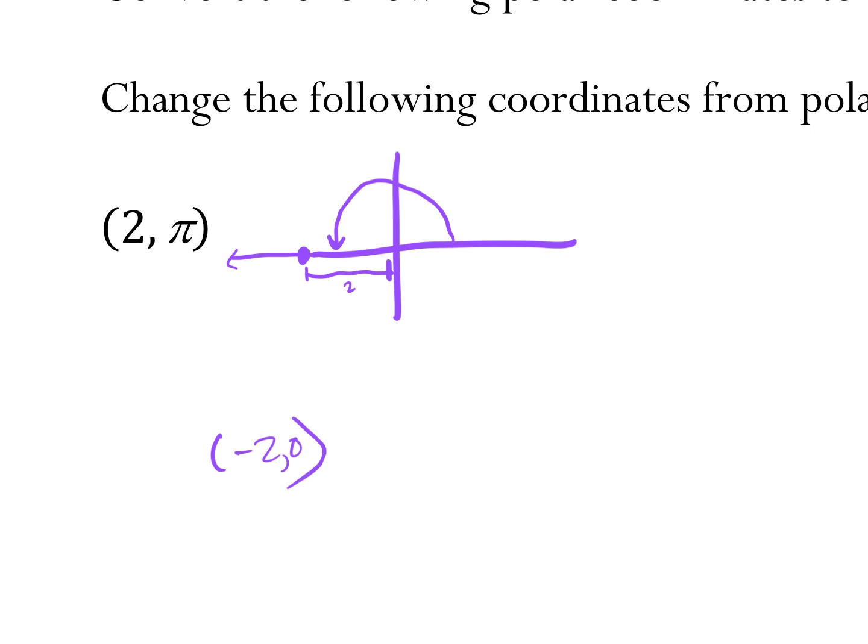Now, if I wanted to use the general trend that we always do, x is equal to r times cosine of theta. In this case, that would be 2 times the cosine of pi. The cosine of pi is -1. We get -2.